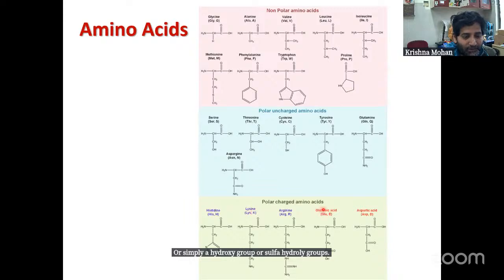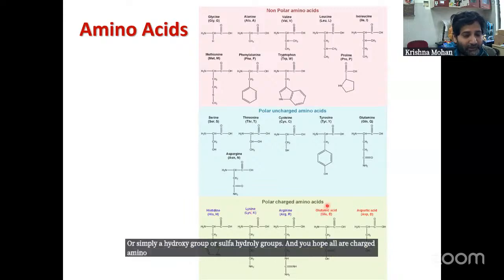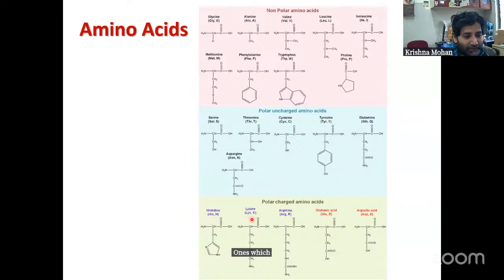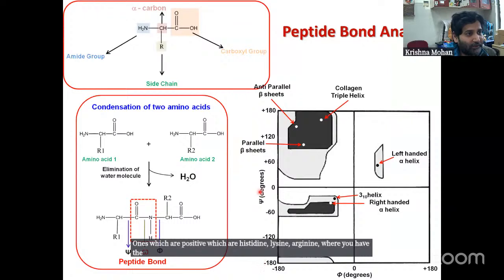And you have polar charged amino acids, which are essential to denote the pKa of these side chains, or the isoelectric point of the protein. You have acidic amino acids such as glutamic acid and aspartic acid, and the positive ones, which are histidine, lysine, and arginine, where you have the amino groups present.